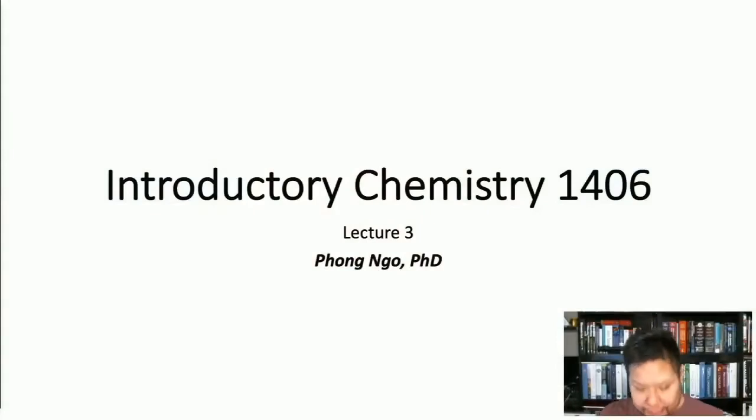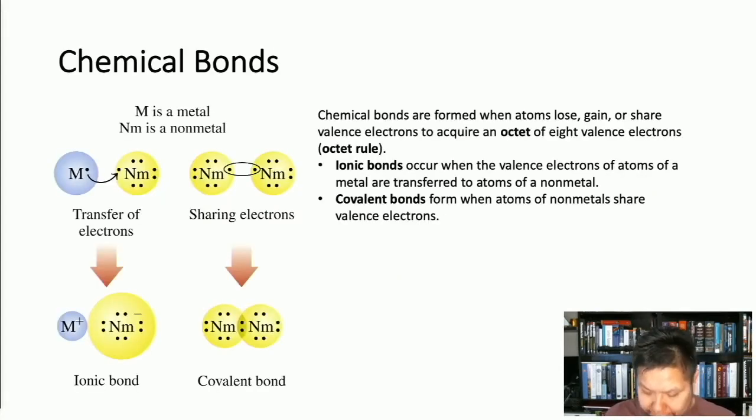All right, so in this lecture, we're starting to get into the gist of chemistry, my favorite parts of chemistry, and that is chemical bonds. There are a couple of different types of chemical bonds, and those two types are ionic bonds and covalent bonds.